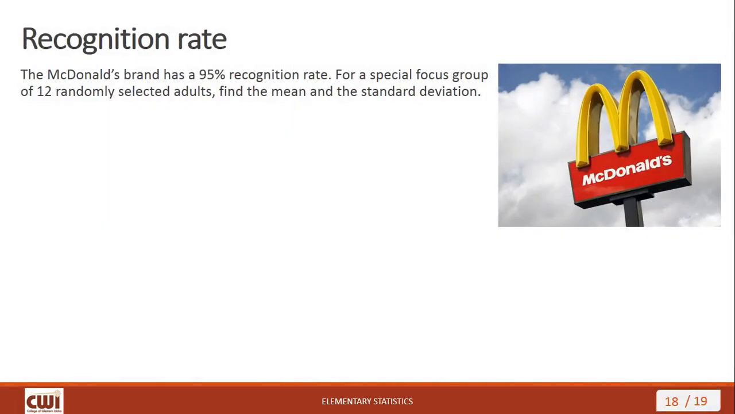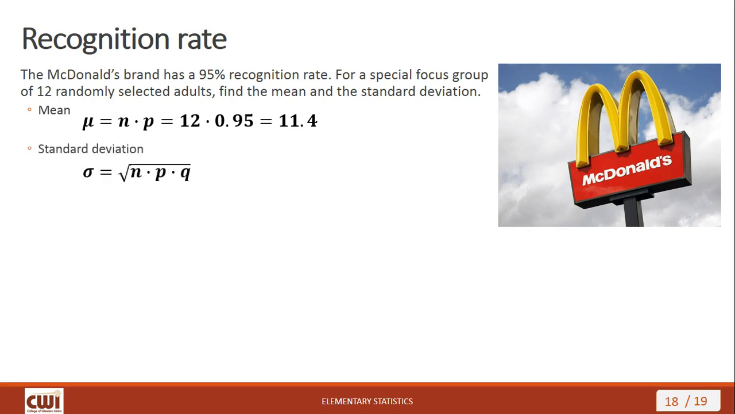Let's look at another example involving the recognition rate of the McDonald's brand. McDonald's brand has a 95% recognition rate. For a special focus group of 12 randomly selected adults, find the mean and the standard deviation. Okay, so first up, what we're going to do is look at the mean. So the mean value, remember, is the product of the total number of trials and the probability of success. We have 12 randomly selected adults and a 95% recognition rate. So we're going to multiply those two together, and that gives us 11.4. This is the mean value of our binomial distribution.